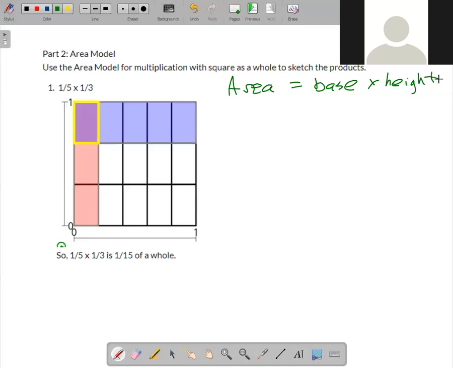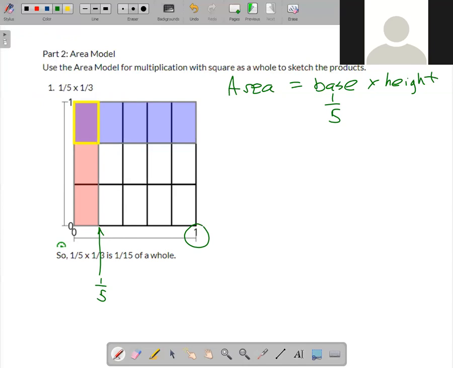So then draw your best square. And in this case, I want to show a base of 1/5. Now, in order for me to show 1/5, I first have to show what one whole is, and then break that whole into fifths and indicate where that 1/5 is.